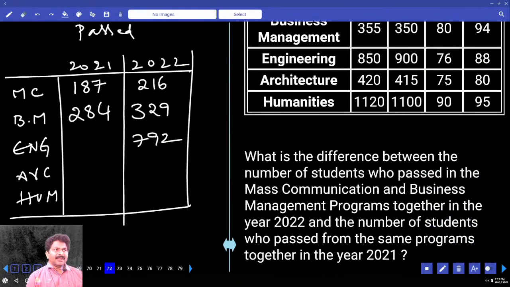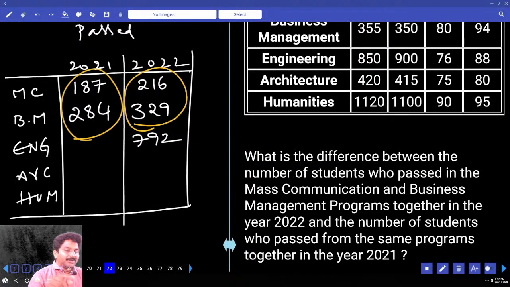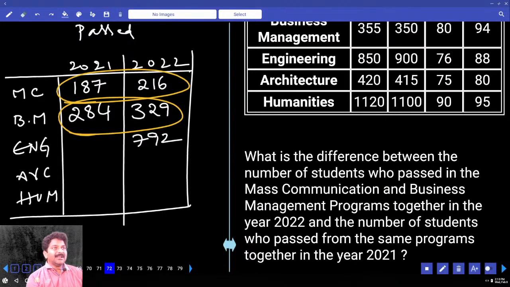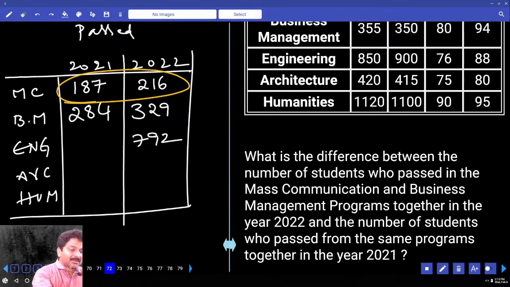Now the question is about difference. Yes? Whenever the question is about difference in 2022, 2021, read the question. Is the difference between year respective numbers or program respective numbers? Year respective numbers in the sense we have to add 2021 two programs numbers, 2022 two programs numbers. If it is program respective, we have to add these two numbers for mass communication and then business management. But now the question is about year.